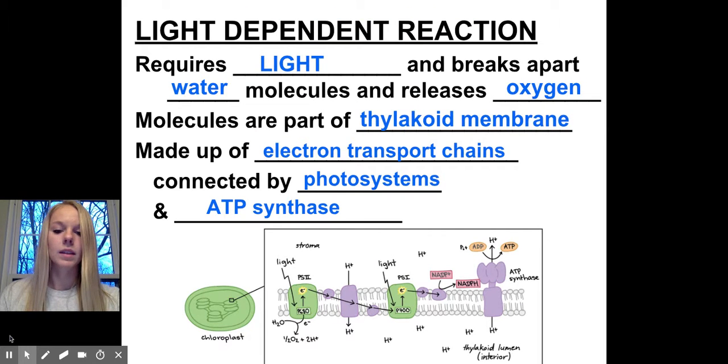The first step is the light-dependent reaction. This reaction requires light to break apart water molecules and release oxygen. The molecules or proteins that run this step are a part of the thylakoid membrane. It is made up of electron transport chains that are connected by photosystems and an enzyme called ATP synthase. ATP synthase makes ATP.